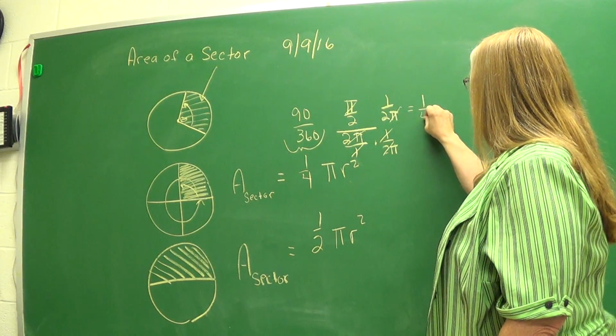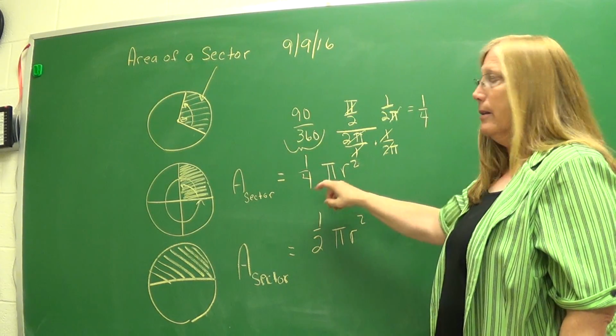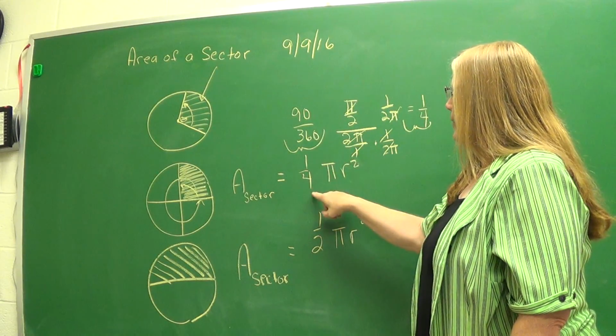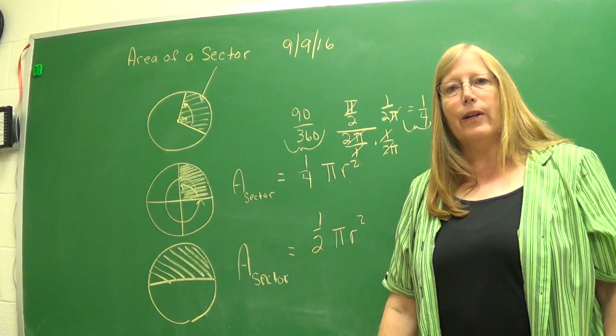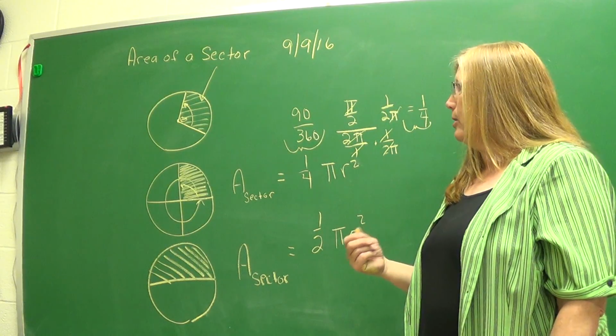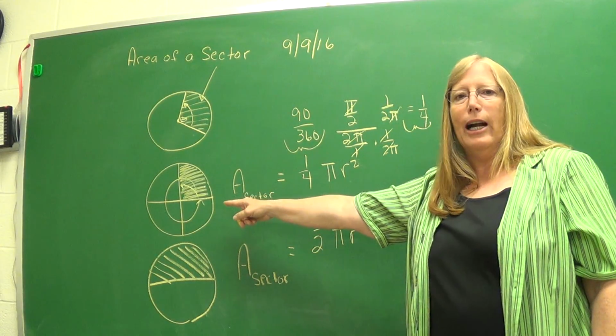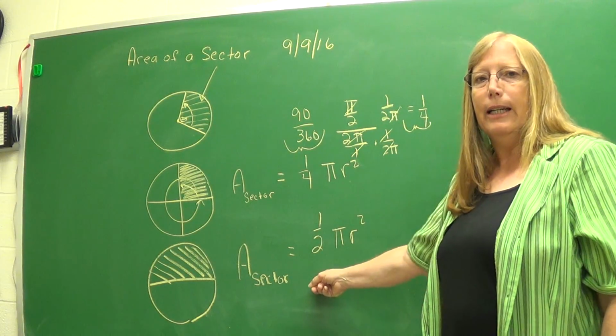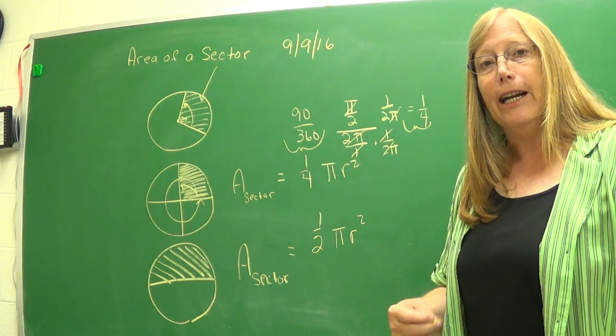So we end up with 1/4 as well. So this 1/4 and this 90 over 360, whether you look at it as radians, you look at it as degrees, or you just look at it with your eyeball, you should come up with the 1/4. Does it work down here? Let's just do the radians.